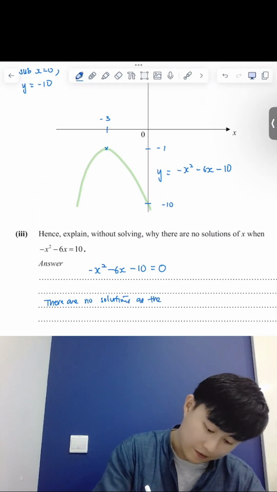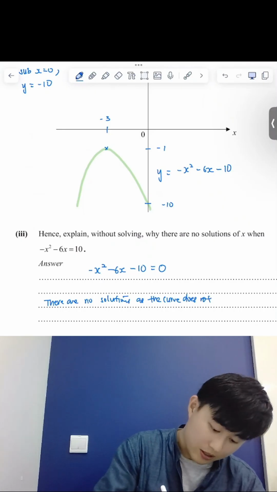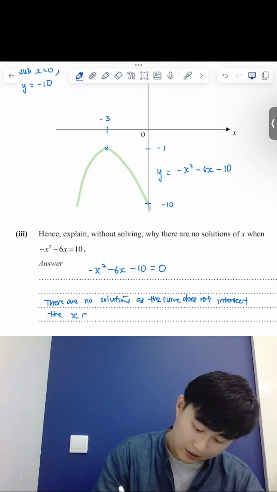as the curve does not intersect the x-axis.